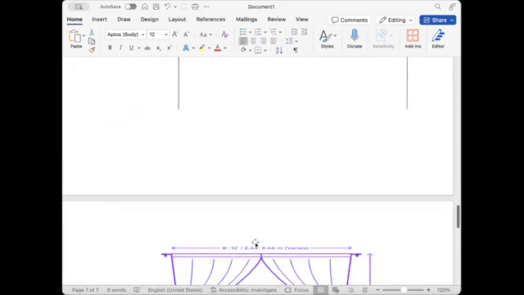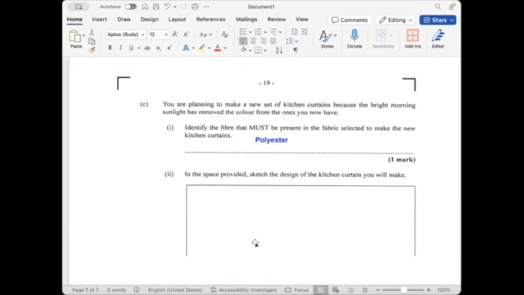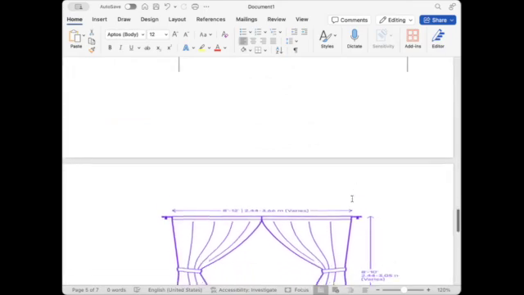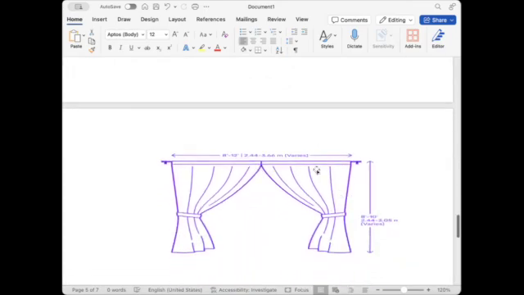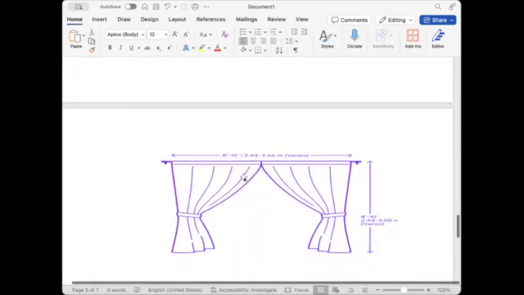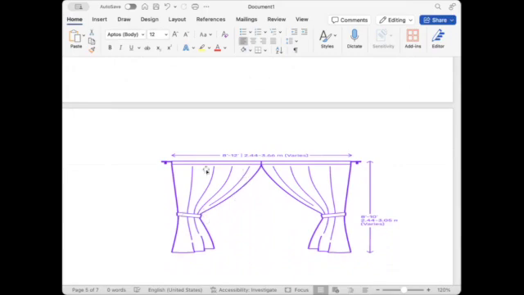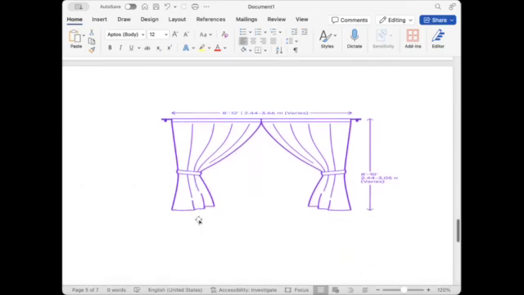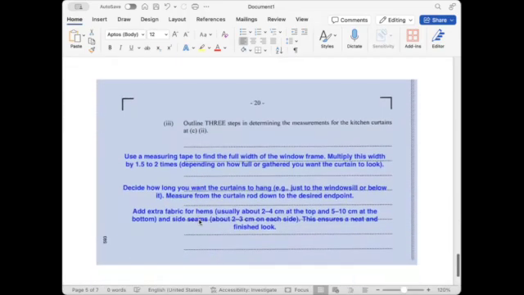All right. The next question says, you are planning to make a new set of kitchen curtains, and we spoke about the polyester that will use that fabric. And in the space provided, sketch a diagram. So this would be one of the curtains or valance that you make, and they said that it should have some tie to it. So all you do is draw your curtain, and you make your design and make a tie, and then you'll be fine for your two marks as well.